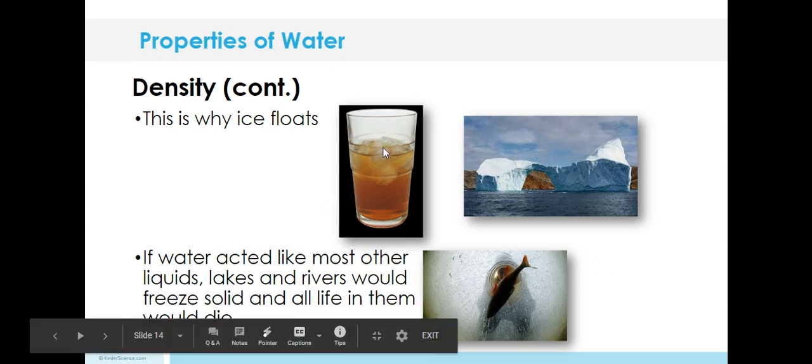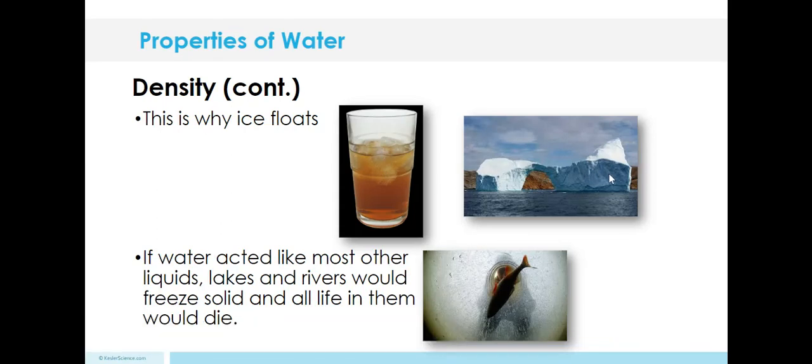What you're seeing here is ice floating in iced tea. In this picture, we're seeing an iceberg, and oftentimes what you're seeing floating on top of the water is the smaller piece, while what's underneath is much bigger. But it is floating, and this is massive pieces of ice. And if it were any other liquid, those massive pieces would sink. But because of water's density, they float.